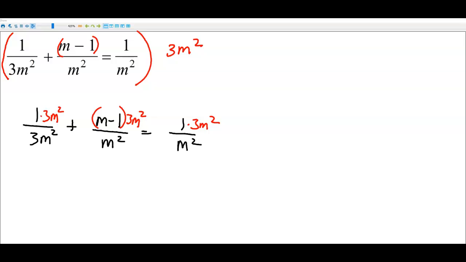So after we multiply, we're ready to start canceling some stuff off. So Brianna, if I were to simplify this, what would be left? 1, because these cancel each other out. Good.